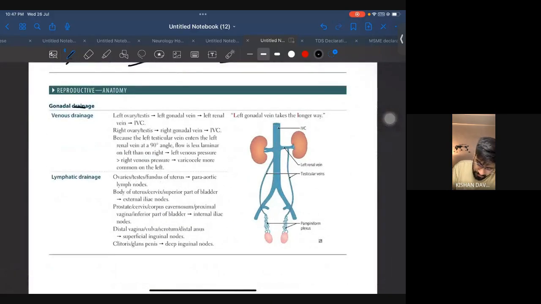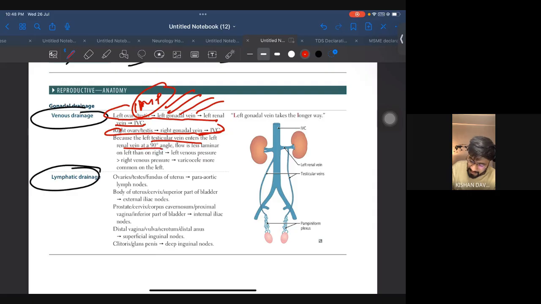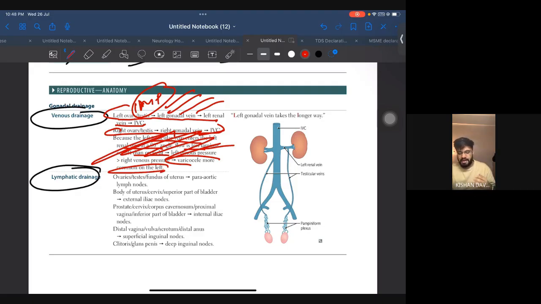Venous drainage, lymphatic drainage. Venous drainage: left ovary, testis, left gonadal vein, left renal vein, IVC, whereas right ovary, testis, right gonadal vein directly into IVC. This is very important. Because the left testicular vein enters the left renal vein at 90 degrees, flow is less laminar. That's one important point. Varicocele is more common on the left because the left gonadal vein has to go into the renal vein. Okay, so remember this much.